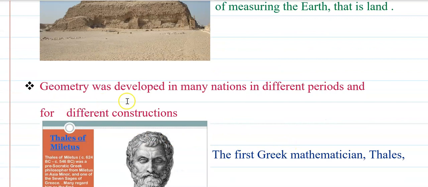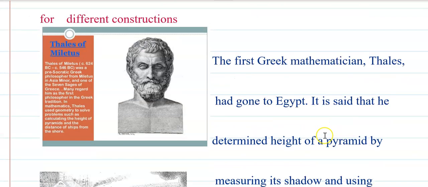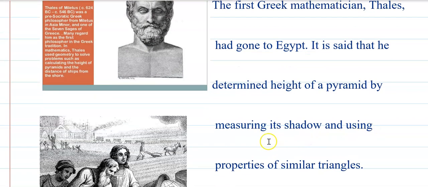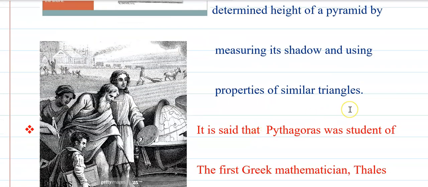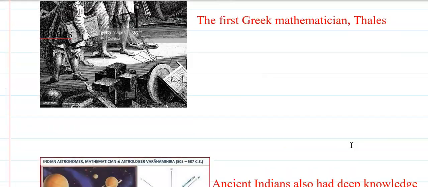Geometry was developed in many nations in different periods and for different constructions. The first Greek mathematician, Thales, had gone to Egypt. It is said that he determined the height of a pyramid by measuring its shadow and using the properties of similar triangles. It is also interesting that Pythagoras is said to have been the student of Thales. Now next.